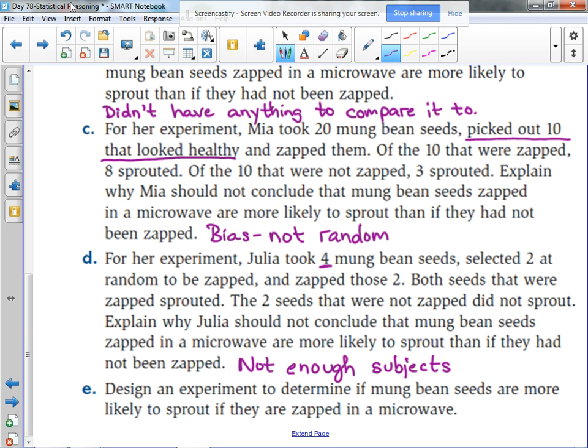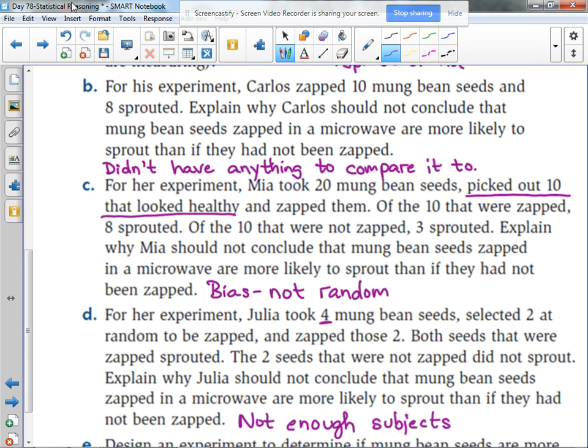Okay, so part E says design an experiment. We want to take all the good stuff from each of these and put together an experiment that we think would be best. So, any ideas? What was good? Was there anything good from Carlos's? Anything good from Carlos's? Not really. He didn't have anything to compare it to. He zapped them all. He only had 10.